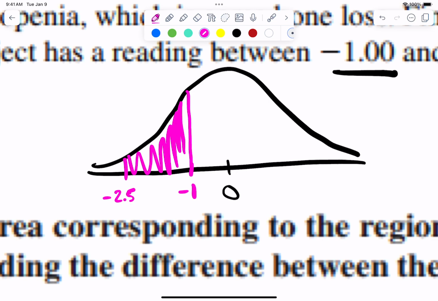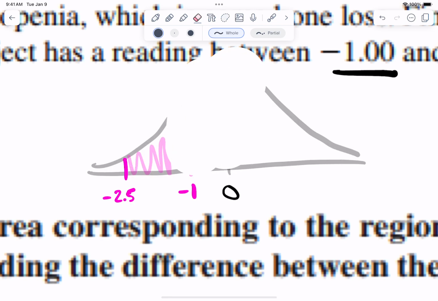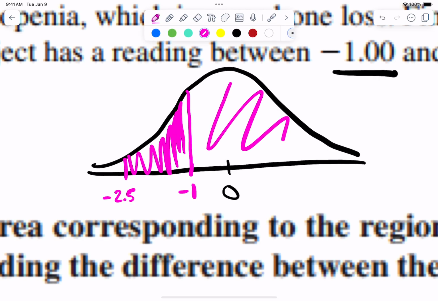I want to know what percent of people have a bone density score between those two values. Let's think for a minute. Is this going to be more than half, more than 50%, or less than 50%? Less than 50%. This side of the chart is not filled in, so that would be less than 50% of the chart.